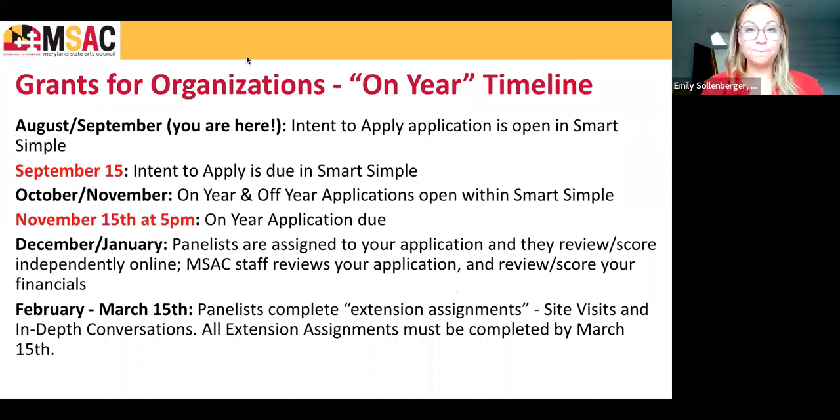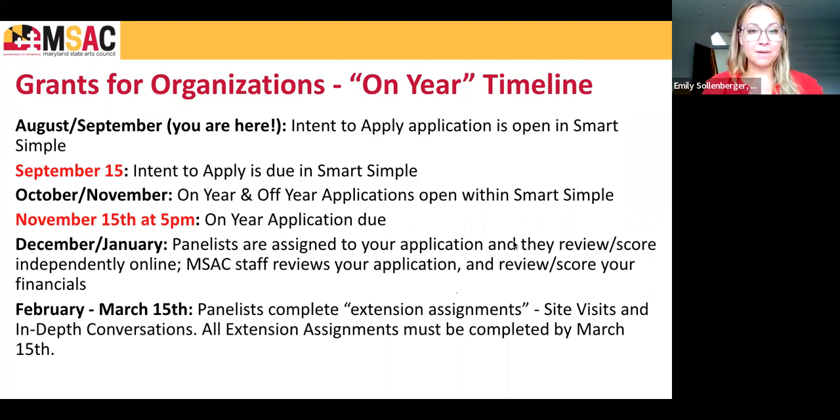Then in October and November, as Laura and I mentioned earlier, we go through and we accept the folks into the program. Then we open up the on-year and the off-year applications in Smart Simple so folks can start to work on those. As we've mentioned, as a new organization or anybody in an on-year will complete that longer application on November 15th. So again, every year it's the same date. Sometimes it falls on a different day. Sometimes it falls on a weekend, but it's always November 15th for that consistency.